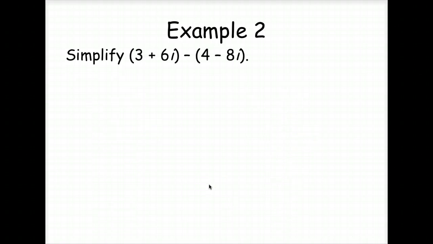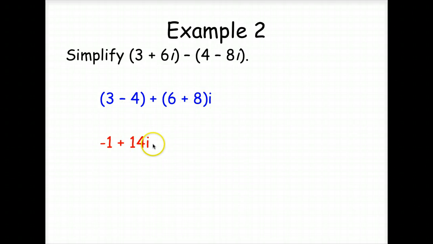Let's move on, make it a little bit more complex. This time we're finding the difference between these two. We've got complex numbers in here, so let's begin by grouping the 3 minus 4 together, then the 6i plus 8i. 3 minus 4 is negative 1. 6 plus 8 is 14i.